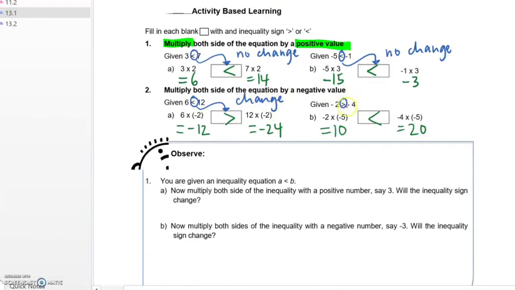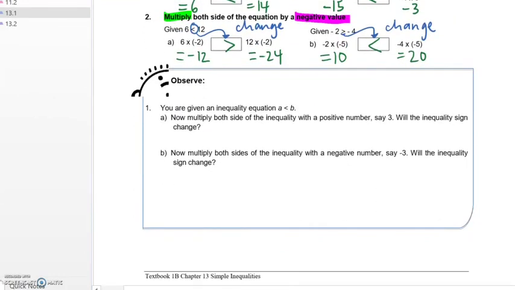Okay, given -2 is more than -4, the sign does change again when we multiply both sides by a negative number in this case. Alright, so these are some of the observations that you can make, and let's generalize this observation to the scenario where we have A is less than B.